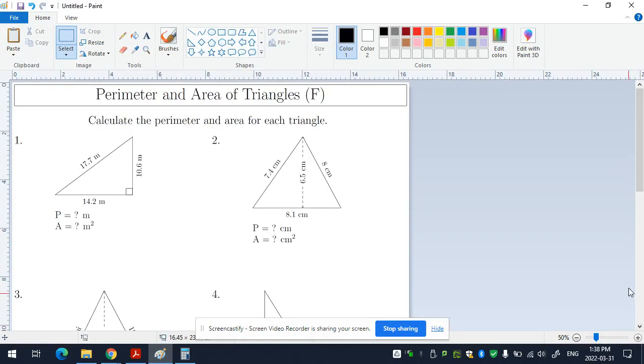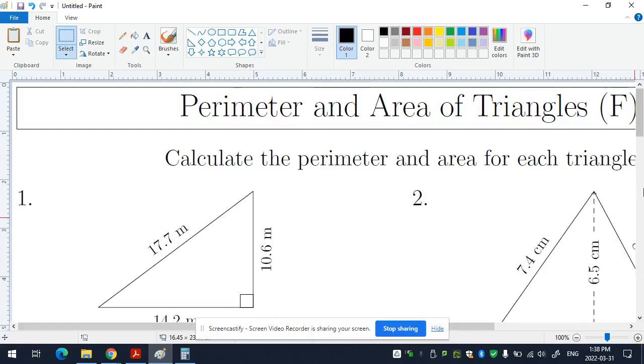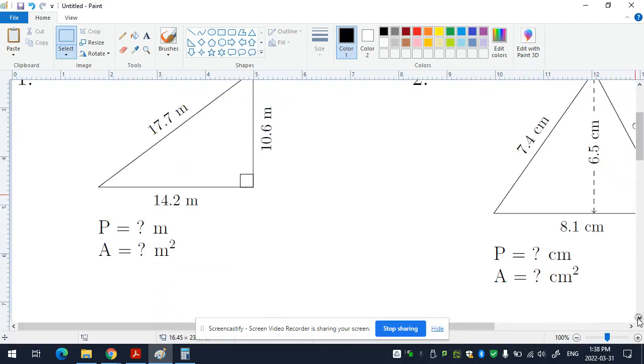Let's look at the first one. All of them are triangles. Can someone quickly remind me what was the original equation for the area of any triangle? Any triangle. Of any triangle. Perimeter is easy. You just add the 3 sides. How about, yeah, what's up?